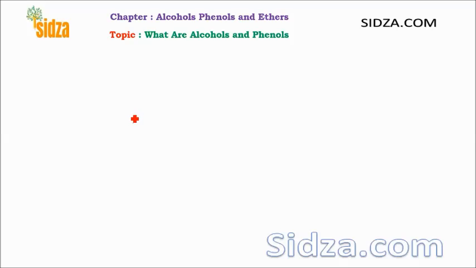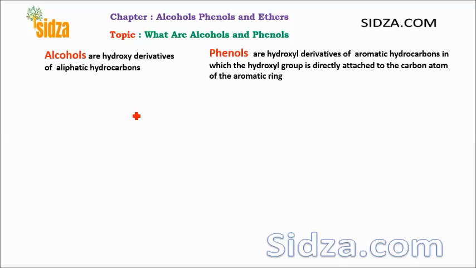Now in this video we will learn about the alcohols and phenols. What are alcohols and phenols? Alcohols are hydroxy derivatives of aliphatic hydrocarbons, whereas phenols are hydroxyl derivatives of the aromatic hydrocarbons in which the hydroxyl group is directly attached to the carbon atom of the aromatic ring.